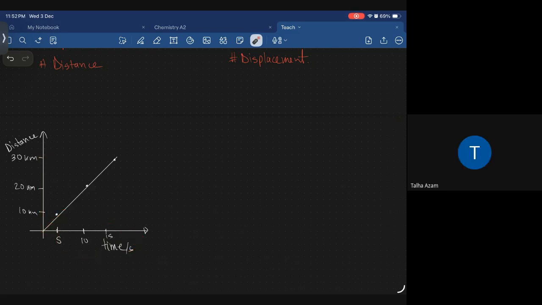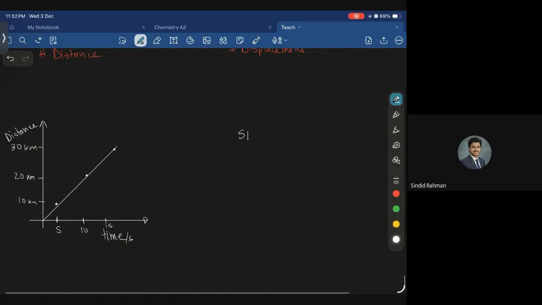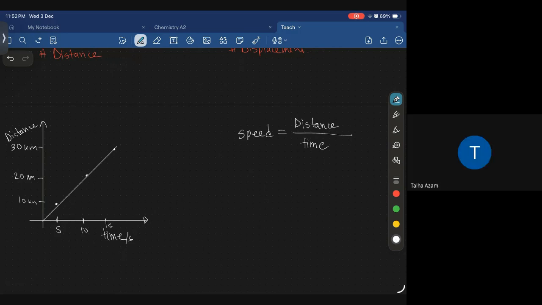Yeah. Now, what was the formula for, let's say, speed? Speed is distance over time. Yes, it was distance over time, right? Do you know how to find the gradient of a graph? Yeah, like, do you know the rise by run rule?